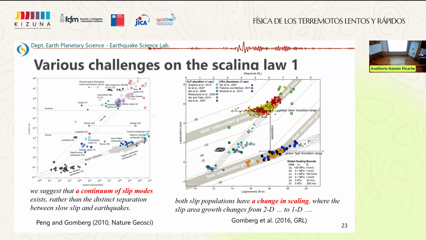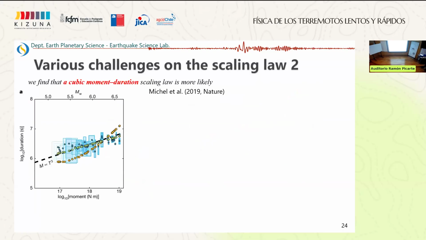It must turn, it must have a kink and change to a different line. It is the same line for fast earthquakes. So this is another challenge by a different group. And there is also a very different observation that slow slip events follow a one-third trend, like fast earthquakes. This study was published in Nature, so it was very influential.